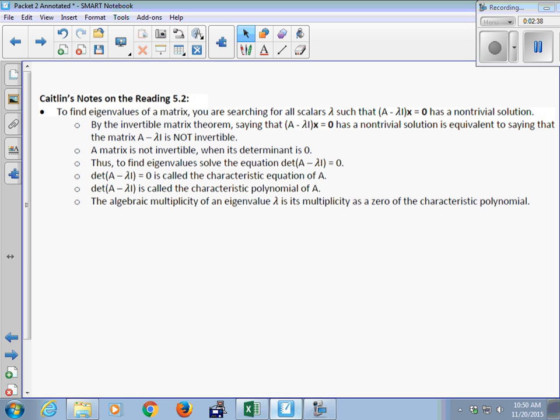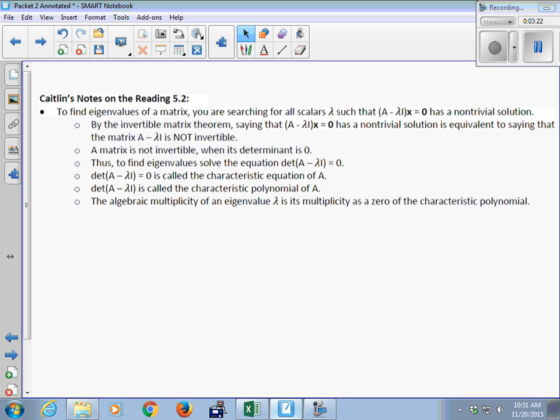But for that equation to have non-trivial solutions, the invertible matrix theorem says that the matrix A minus lambda I would have to not be invertible. Because if it has only the trivial solution, then A minus lambda I is invertible. So if it has non-trivial solutions, it has to not be invertible. Also, from the invertible matrix theorem, a matrix is not invertible if its determinant is 0.